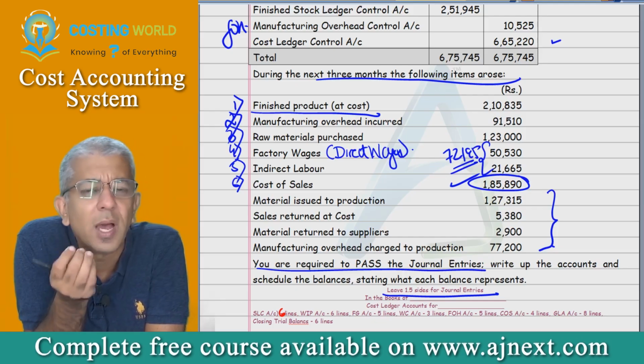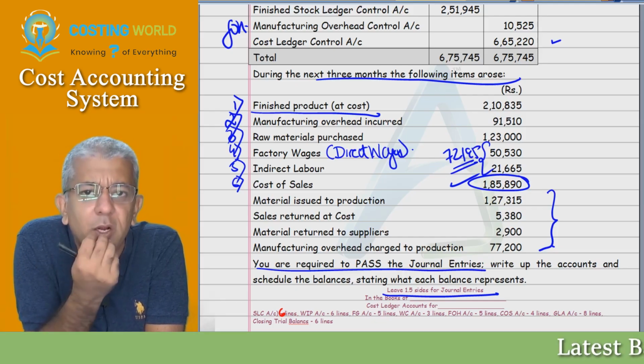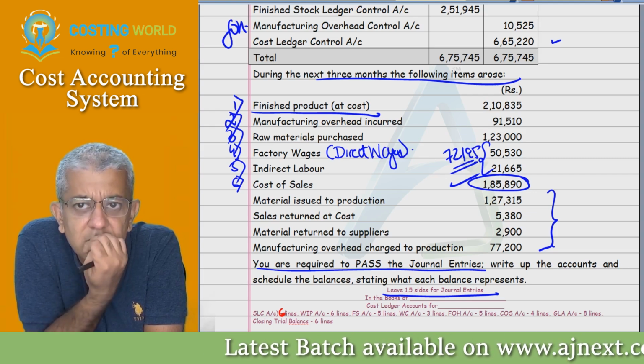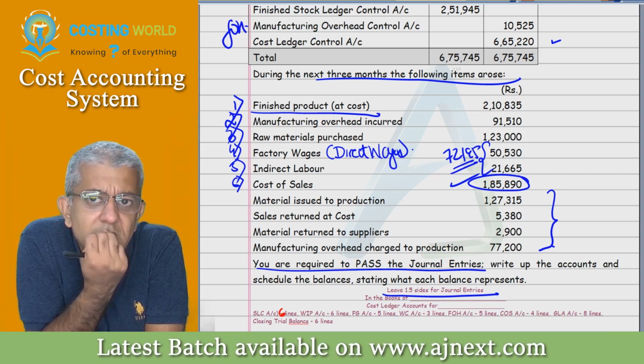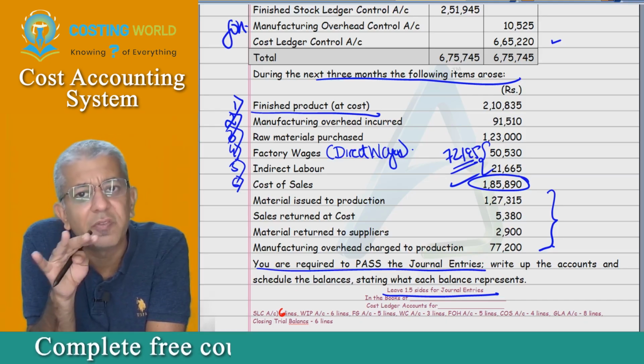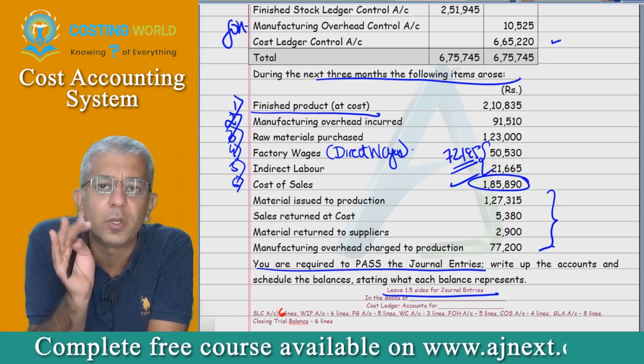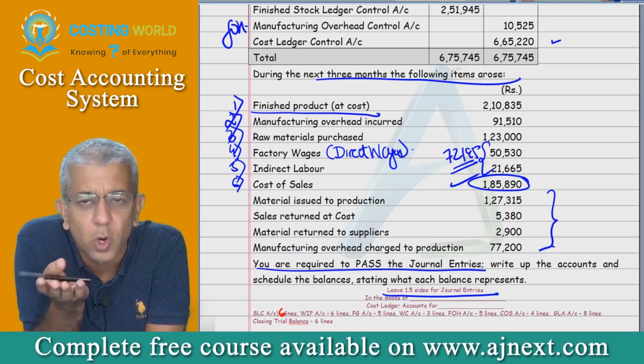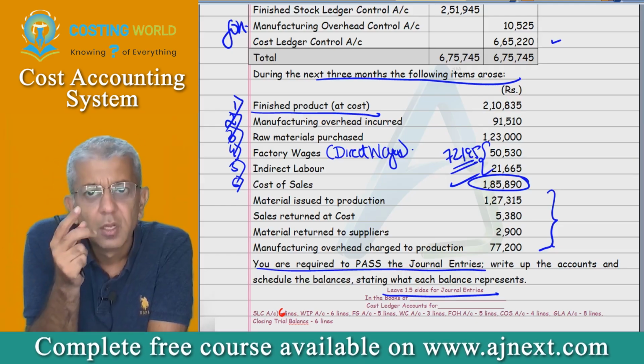In this question, I will not be able to prepare the costing P&L account, beta. You all tell me the reason why. Because sales is not there. So I will have to leave the account slightly incomplete, only till cost of sales. I will not be able to do the further things. You all understood?